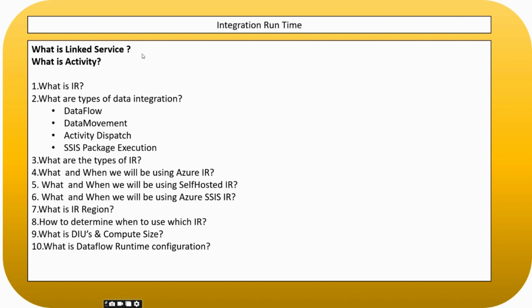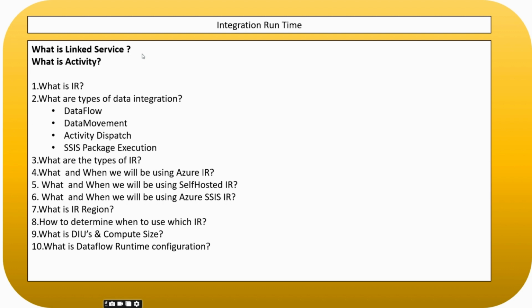Second one is data movement. Third one is activity dispatch, and fourth one is SSIS package execution. I hope most of you, 80% of you, know about SSIS package execution. So let's see. We are talking about the Azure integration runtime, inside Azure. So first, let's take data flow.